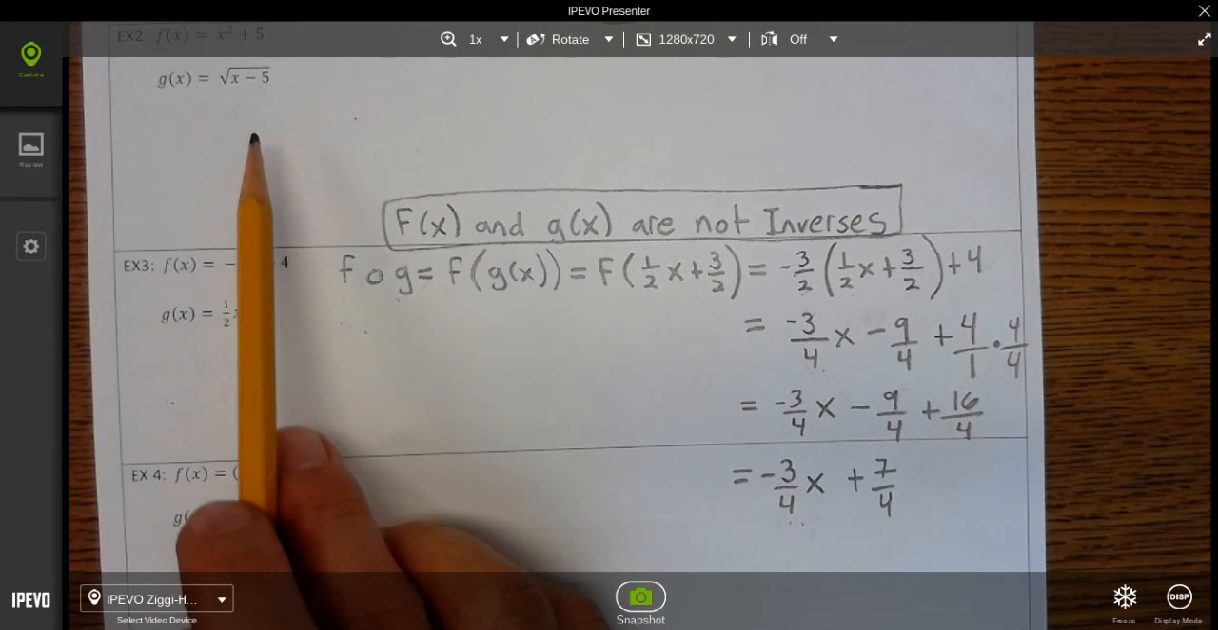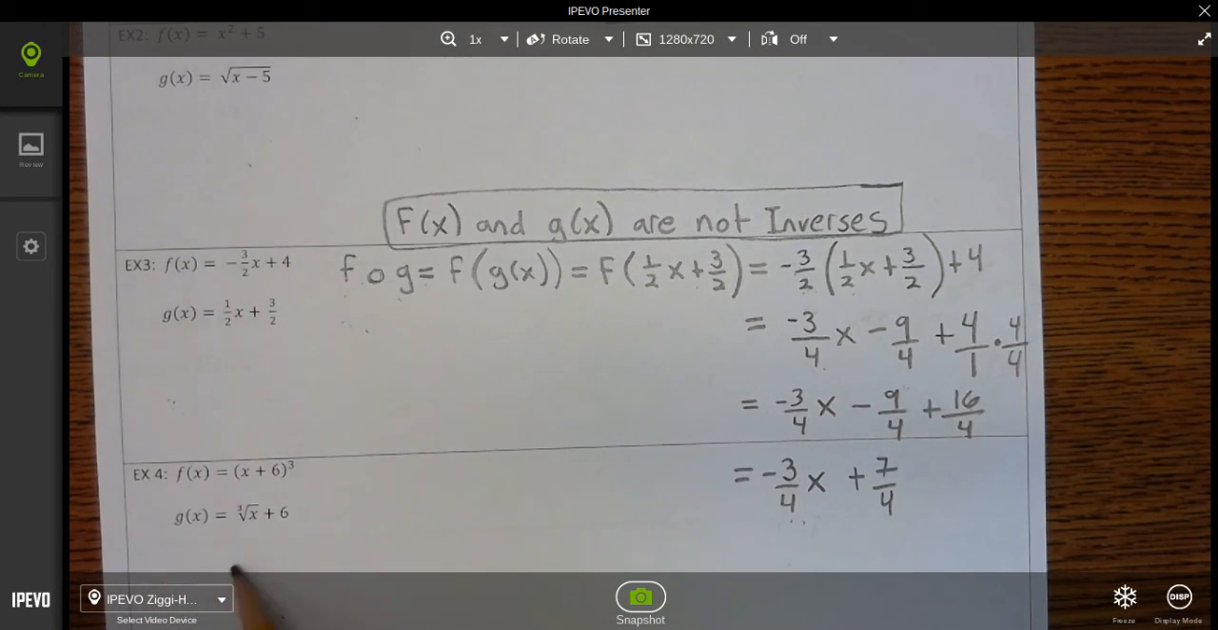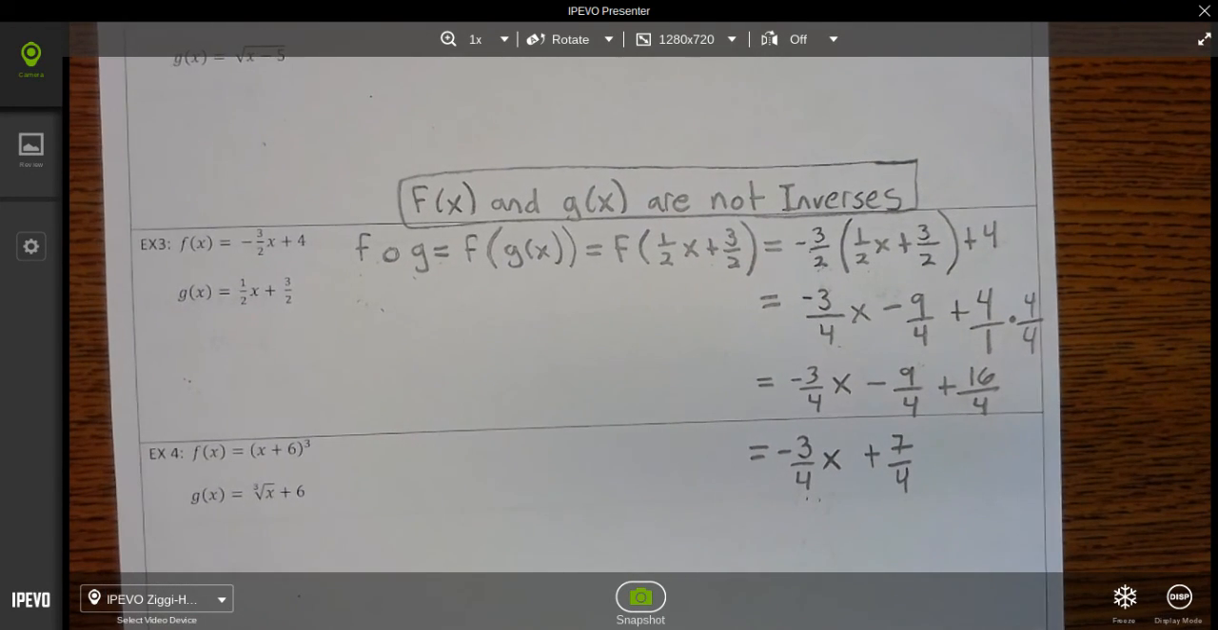So I want you to try example 2 and example 4 on your own, but understand when you come to class, we'll do example 2 and example 4 in class so you can ask questions. Okay? And remember, as always, you can ask questions before school, during lunch, in class. And with that, have a terrific Wildcat day.